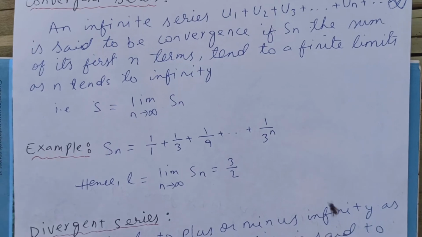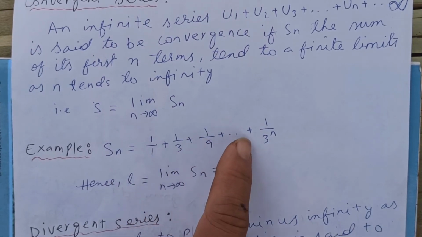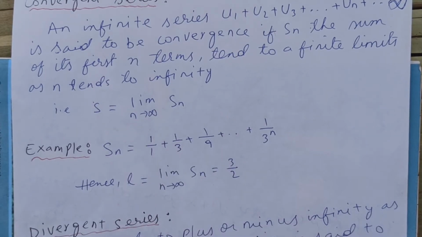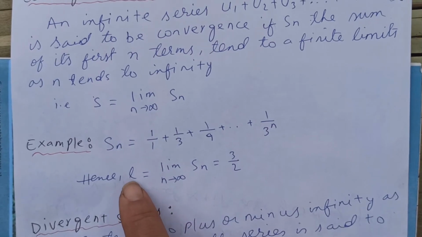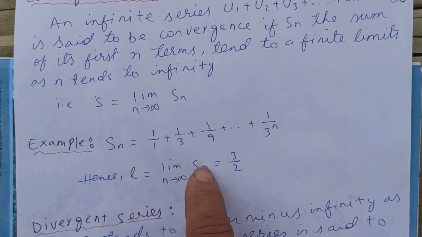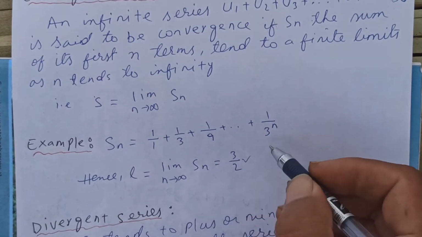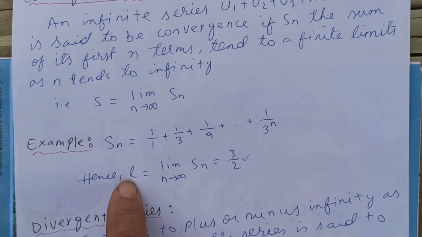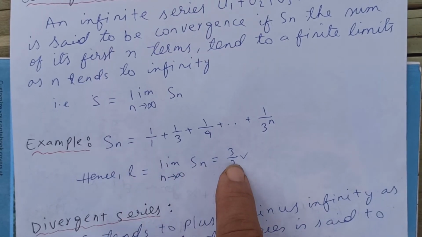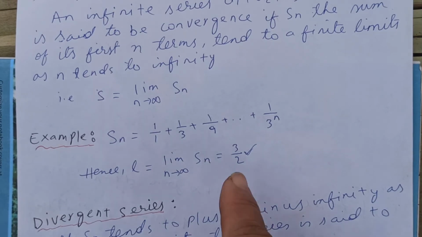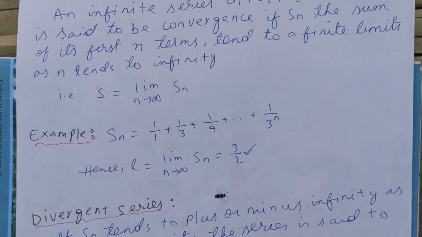Example: let Sn be 1 plus 1 over 3 plus 1 over 9 plus and so on plus 1 over 3 to the n. Let's test for convergence. Let me represent this infinite series by L. L equals limit n tends to infinity of Sn. If you see this one, the value is 3 by 2 as n approaches infinity. Therefore this infinite series L tends to a finite limit, 3 by 2, so we say that this series is a convergent series. How does it come to 3 by 2? We are going to discuss that in the next video, so do not worry about that.